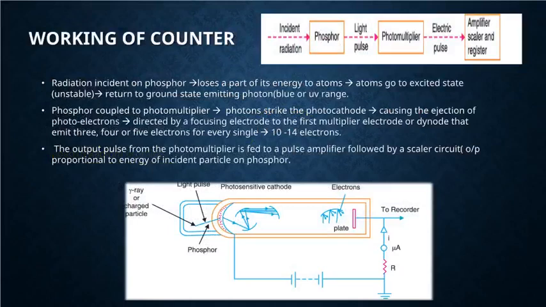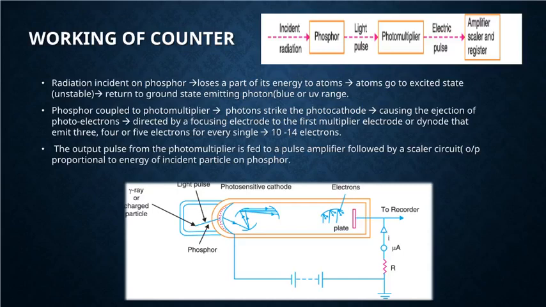When radiation is incident on phosphor atoms, they receive energy and go to an excited state. Since the excited state is not stable, they return to the ground state, emitting extra energy in the form of photons in the blue and ultraviolet regions of the optical spectrum. The phosphor is optically coupled to the envelope of a photomultiplier tube. The photons strike the photocathode, causing the ejection of photoelectrons. As these photoelectrons leave the photocathode, they are directed by a focusing electrode to the first multiplier electrode or dynode.